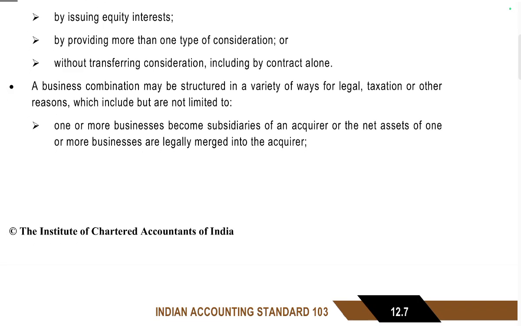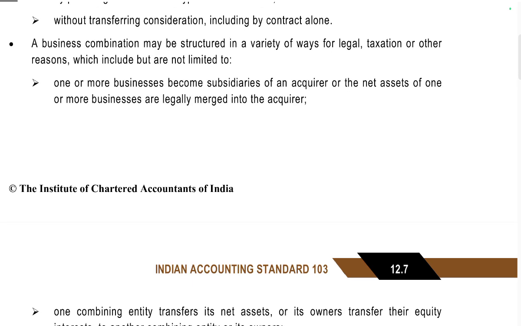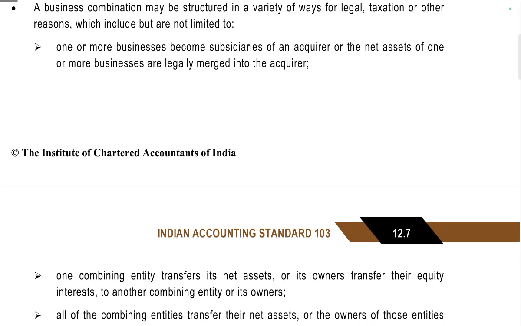The business combination may be structured in a variety of ways for legal, taxation, or other reasons, which include, but are not limited to, one or more businesses becoming subsidiaries of the acquirer, or the net assets of one or more businesses being legally merged into the acquirer.